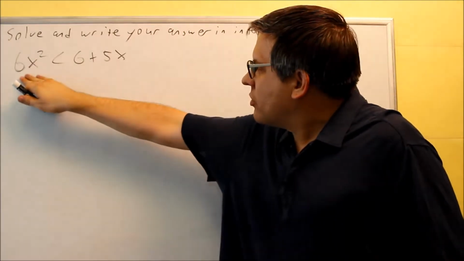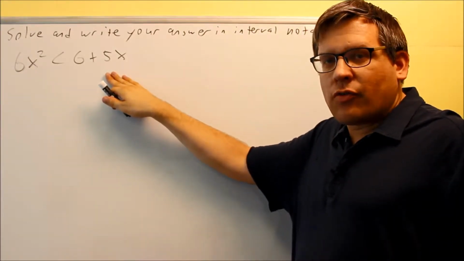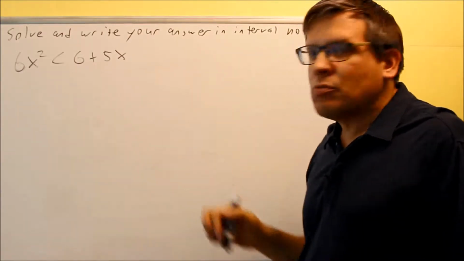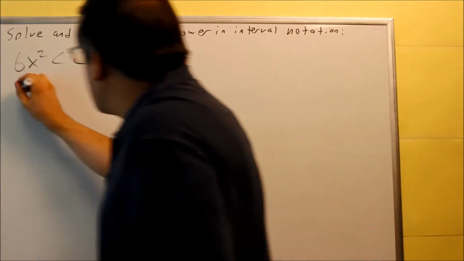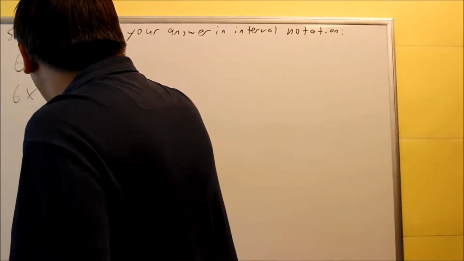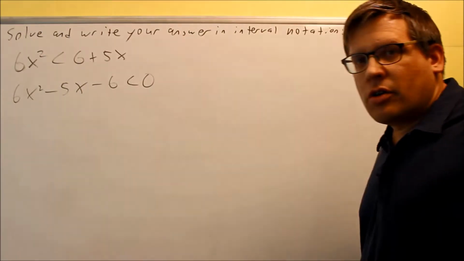Now you could bring the square over this way, but eventually you're going to have to factor, and sometimes that negative out front might be more confusing. So that's why I'm going to take both of these and move them over to the left. So 6x squared, we get minus 5x minus 6. That's going to be less than 0.